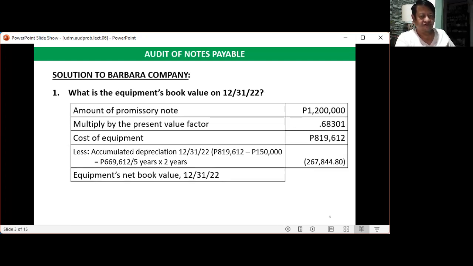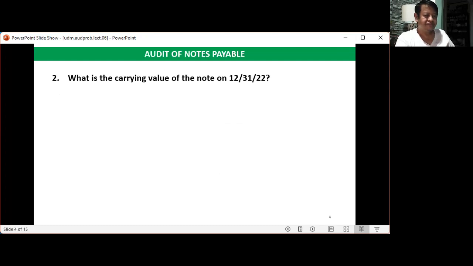267,844.8. Therefore, the equipment's net book value on December 31, 2022 is 551,762.2. This is the answer to question number 1 regarding the equipment's book value on December 31, 2022. Let's proceed to question number 2.